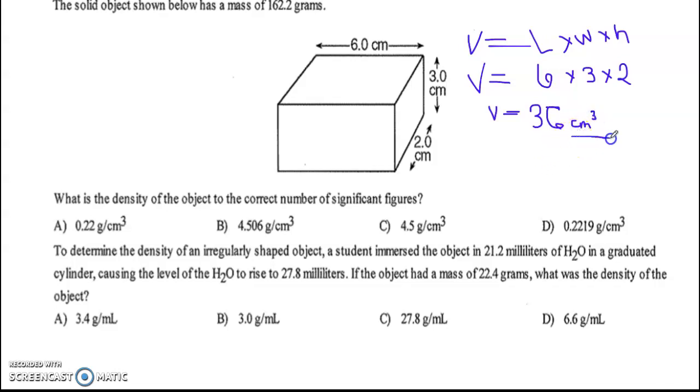Those are my units, centimeters cubed. The reason why it's centimeters cubed is because I had 3 centimeters that I had to multiply together. So once I have my volume as being 36 centimeters cubed, I'm going to be able to find my density.